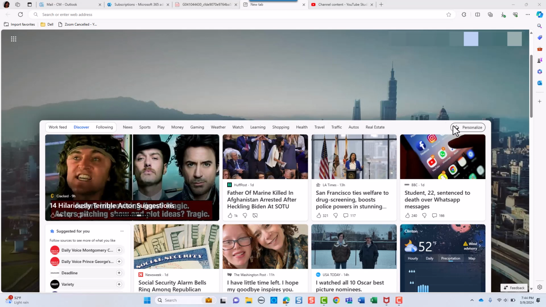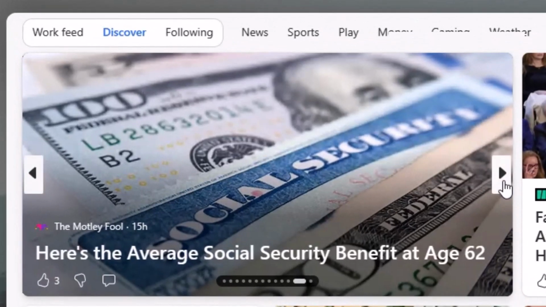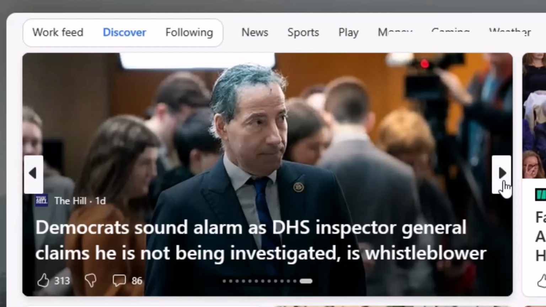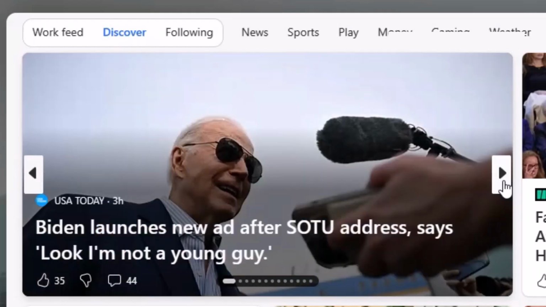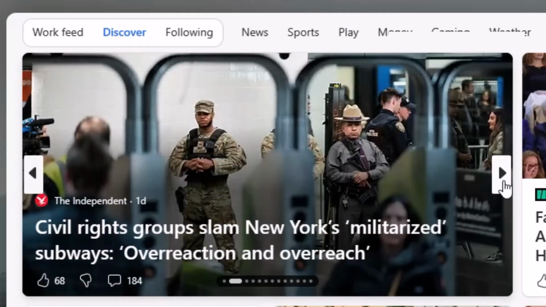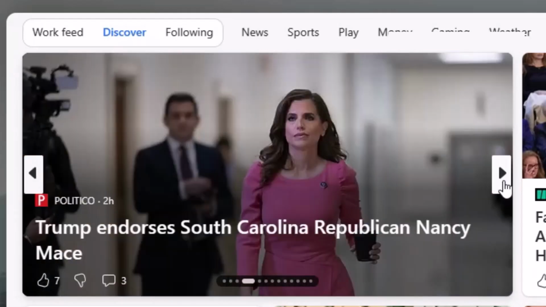I remember when I first started using Microsoft Edge and I was trying to read the news as it would cycle through the page, and it would get so frustrating because it would constantly just move to the next scene without me being able to read it.